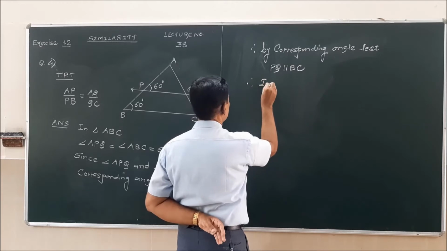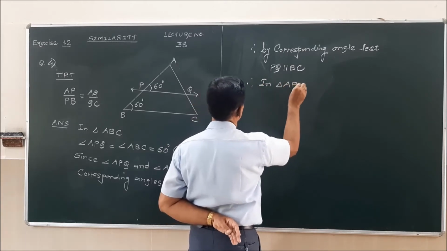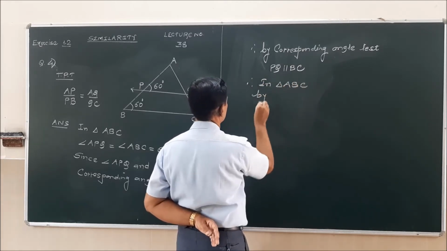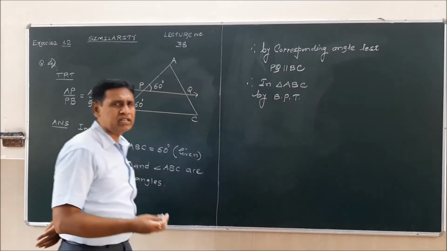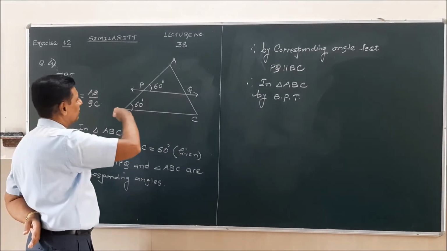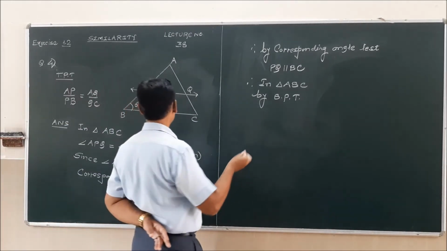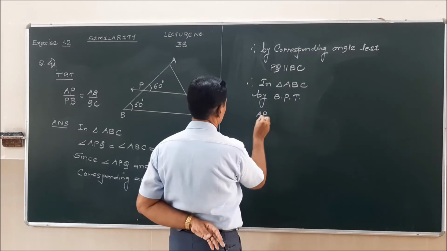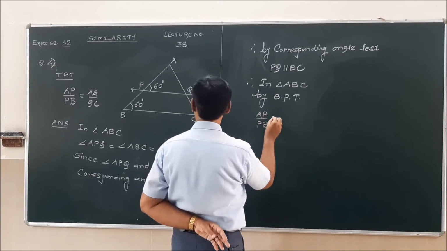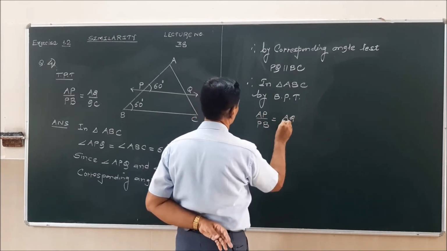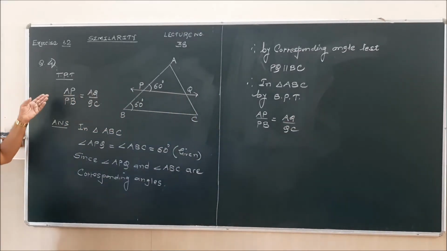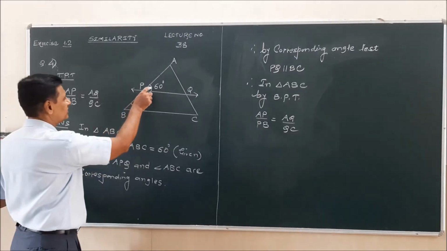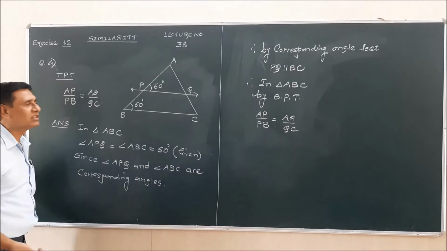Therefore, in triangle ABC, by BPT, very simple. At once we prove PQ is parallel to BC, very simple. AP upon PB is equal to AQ upon QC. Just revise this now. We have to prove AP upon PB is equal to AQ upon QC. Very simple. You will find angle P is 60 degrees, angle B is also 60 degrees.